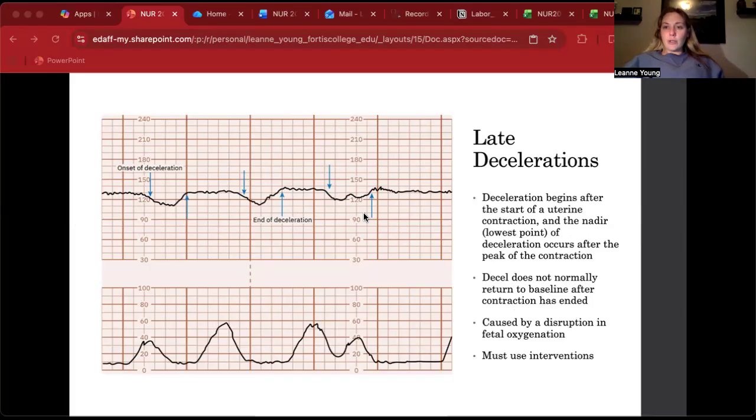What are our interventions during labor? Turning our mom on her left side, giving her an IV fluid bolus, sometimes putting her in hands and knees to reduce any compression that might be happening on the umbilical cord. Administering oxygen via non-rebreather face mask. Those are our interventions, and those we would need to be doing for a late decel. We would also need to call our provider, okay? Because these are emergent.